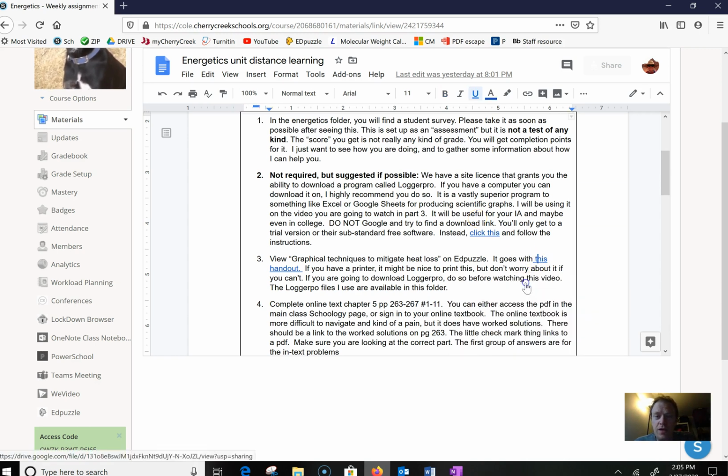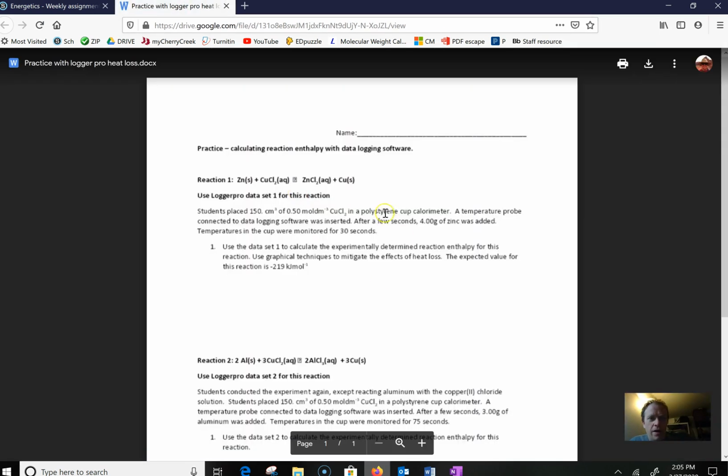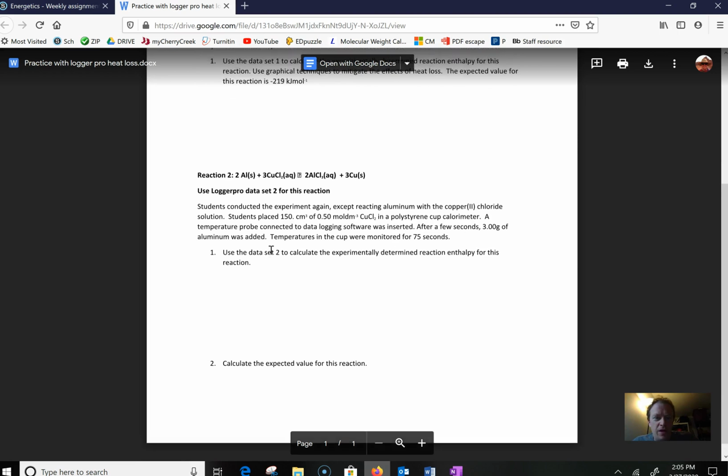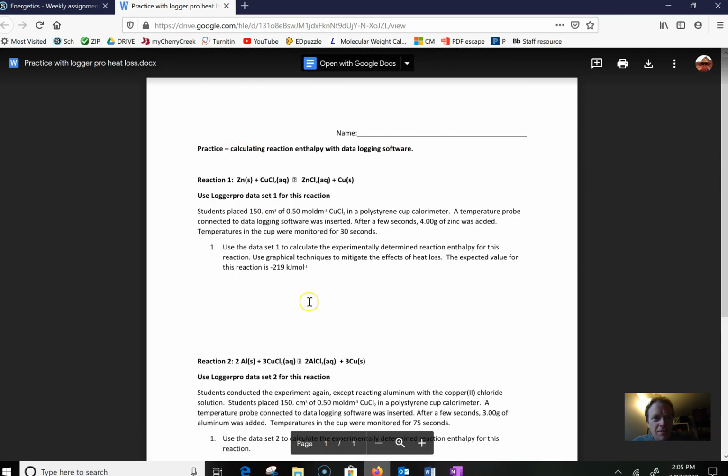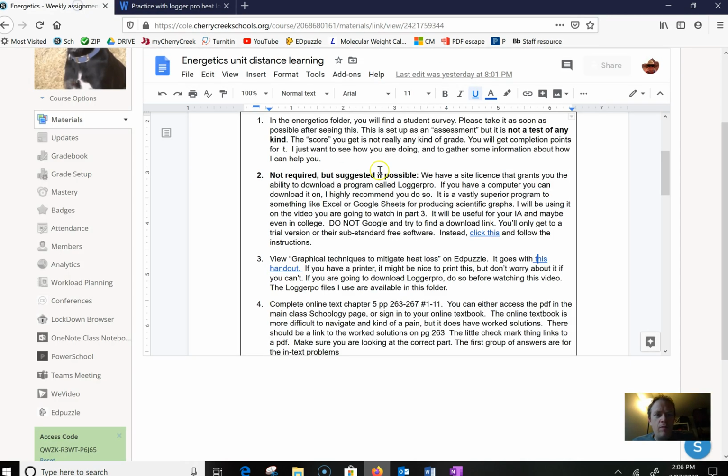And then also here is a worksheet. Again, maybe in future years you have a paper copy of this or whatever, but if you could print this, it would be awesome. If you don't have a printer, I get it. It will be fine. We'll work around that. We'll figure it out.